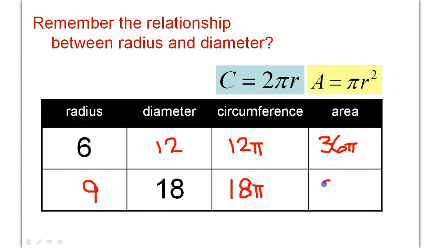The area is going to be 81 pi. Okay, again, it's all about this r squared in the formula for area. Radius is 9, so the radius squared is 81. That's why it's going to be 81 pi.